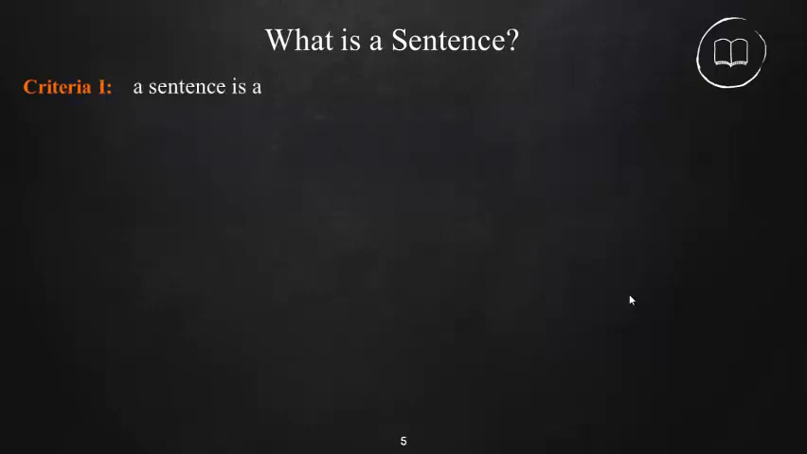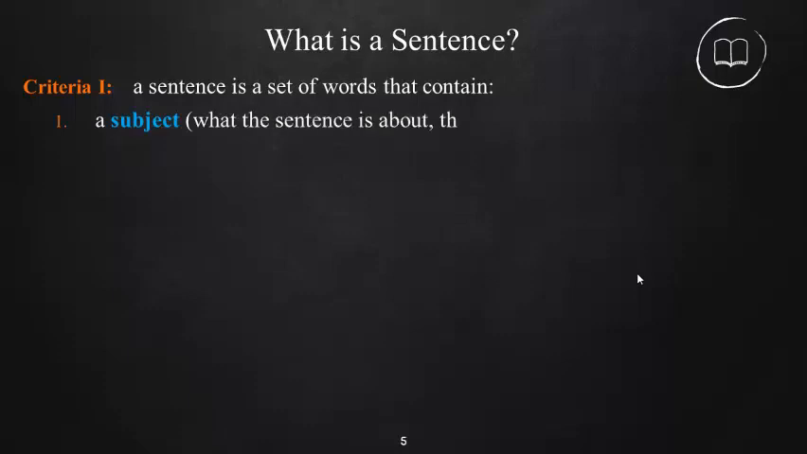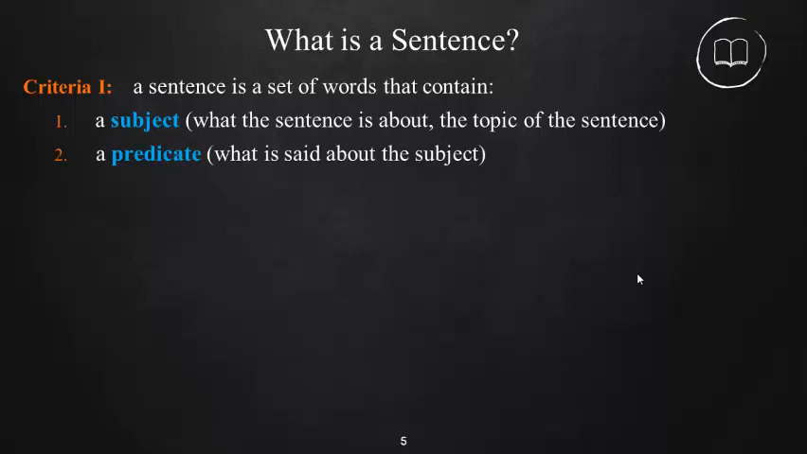Now we are going to talk about the sentence structure. There are two criteria to construct a sentence. So the sentence is defined as a set of words that contain one, a subject, and what is the subject? It is what the sentence is about. It means the topic of the sentence. And then the predicate. What is the predicate? It is what is said about the subject.